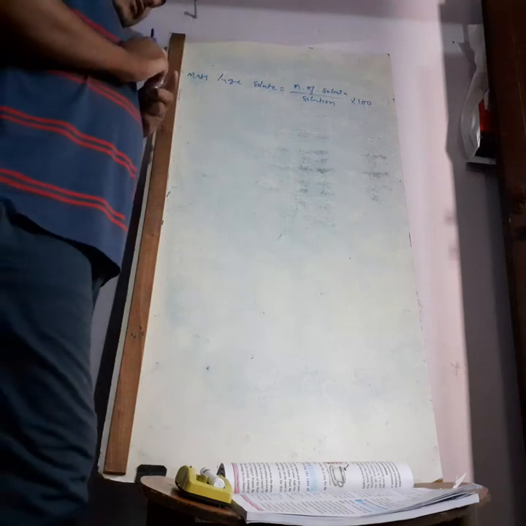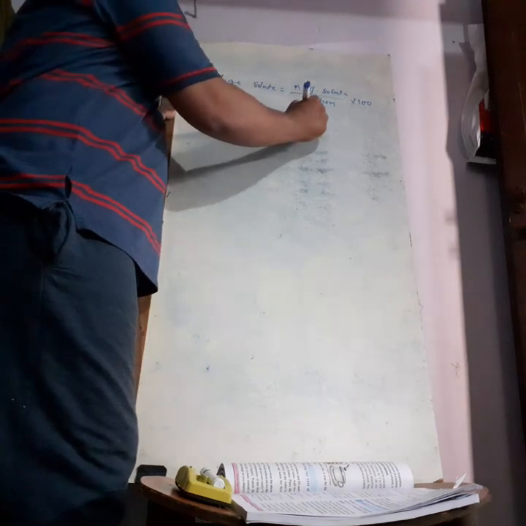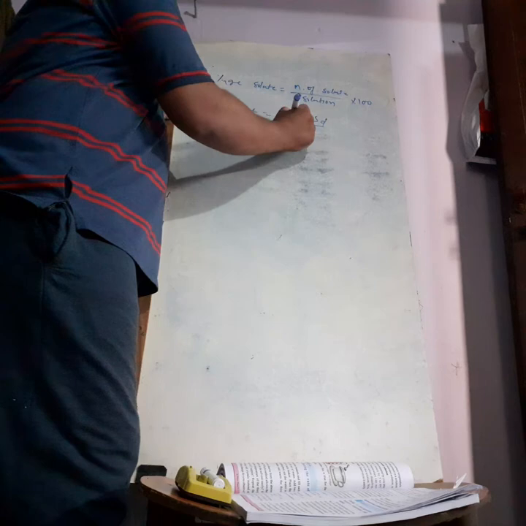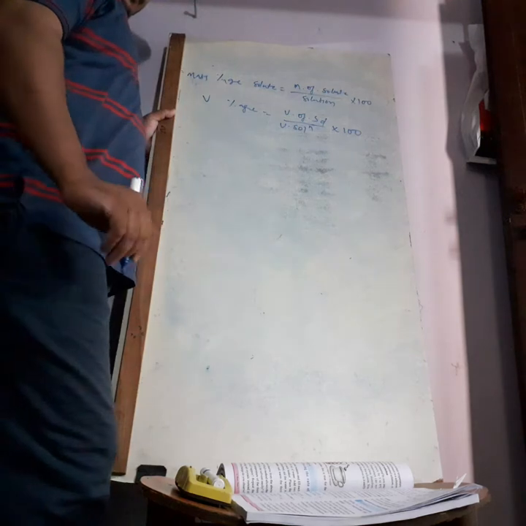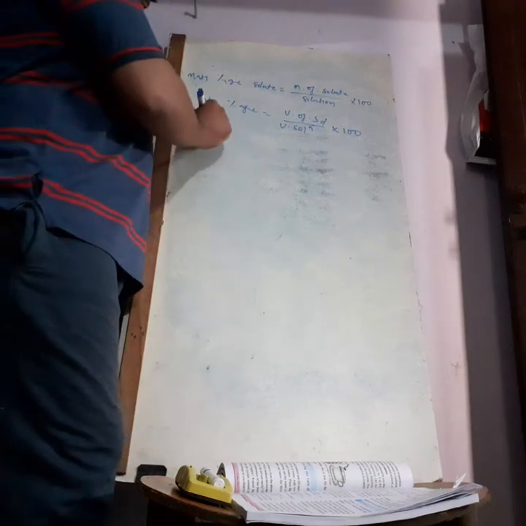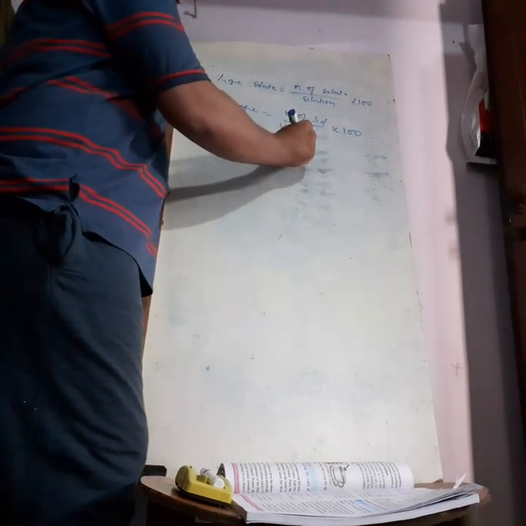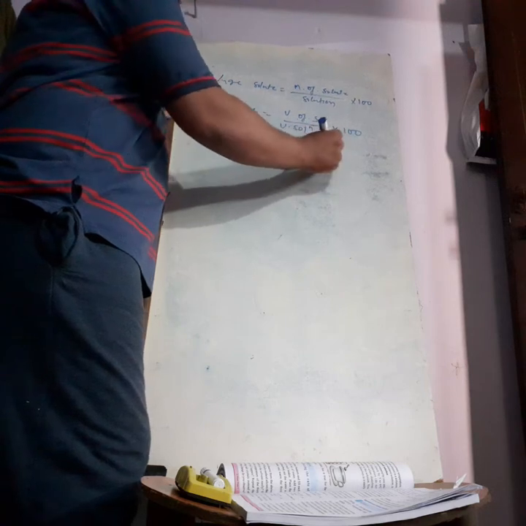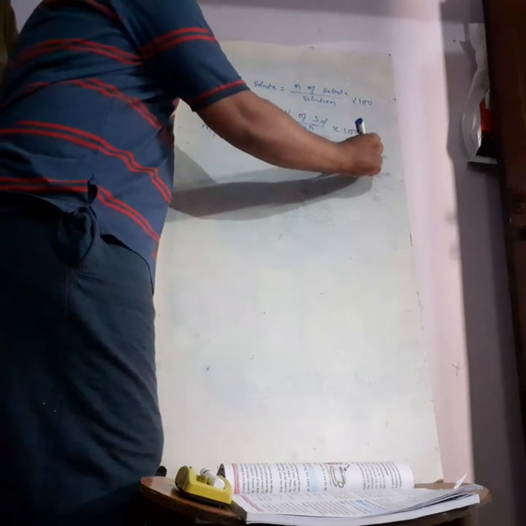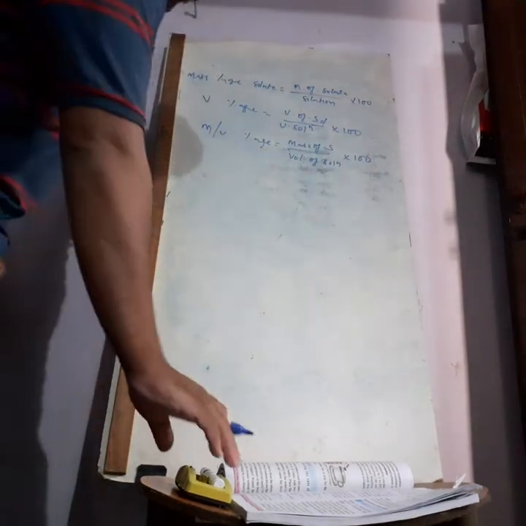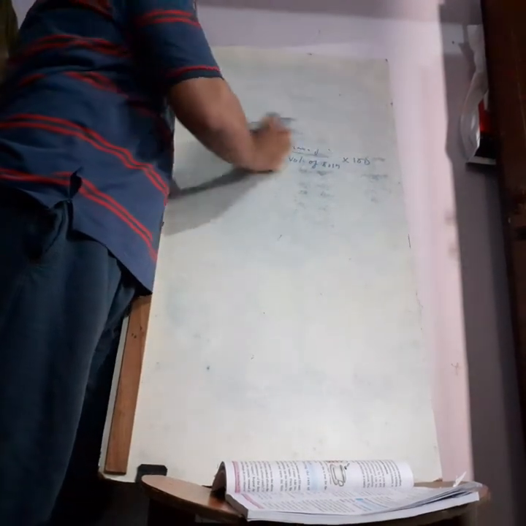When you go for the volume percentage, at that time it is volume of solute by volume of solution into 100. In the same way, if you want to know the mass by volume percentage, you need to take the mass of the solute by volume of solution into 100. These are the formulas which will be helpful in calculating the problems. This is about the concentration of solution.